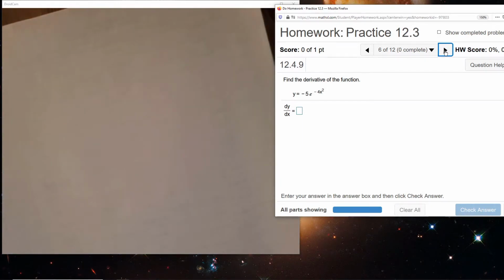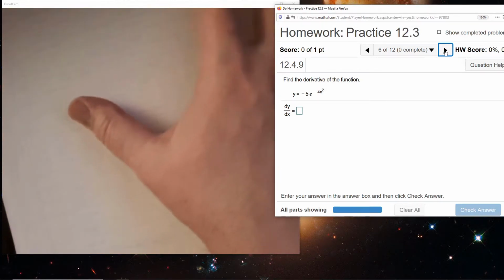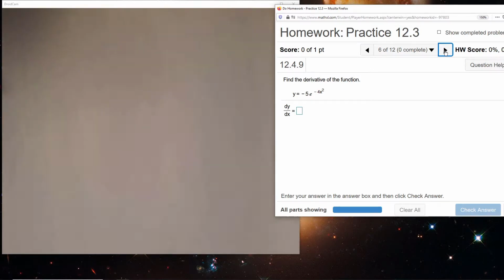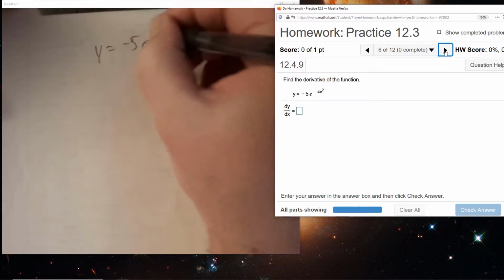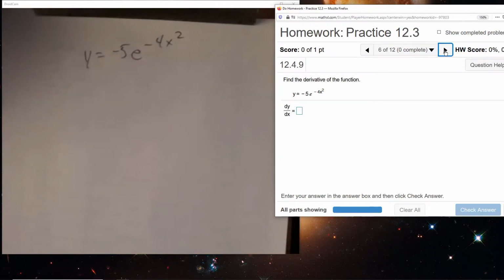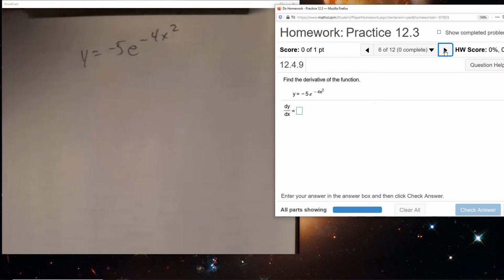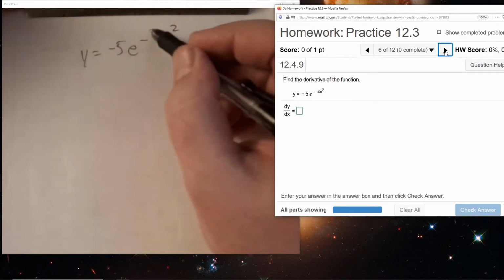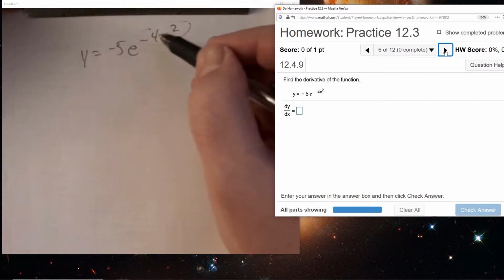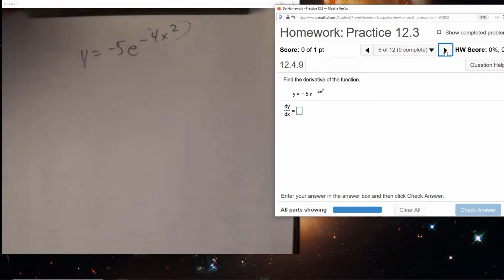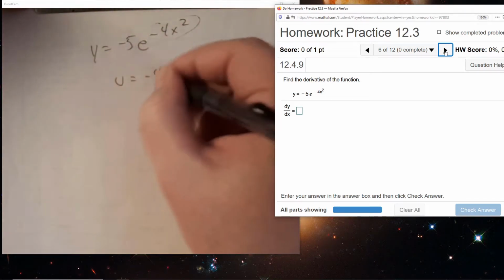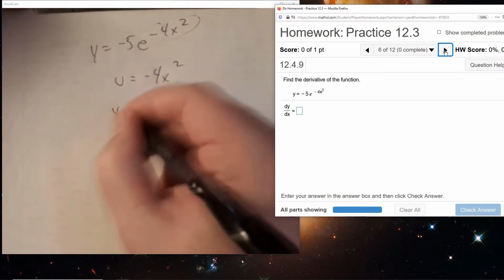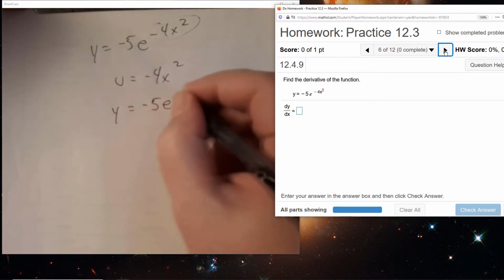Actually, I think about it now. All the exponential functions are together, and I think it has all the log functions together. So we have another exponential function, and try to identify what you are seeing here. You are seeing a power function going inside an exponential function. We define the inner function as u, which makes the outer function much simpler.